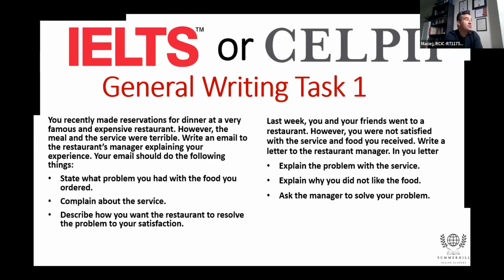Here are two questions. Here's an IELTS and CELPIP general task one. Almost no difference there, right? One thing I'm going to say about CELPIP general task one: make sure you follow the three bullets directly. With IELTS general task one, you can change the pattern of discussing the bullets. So you can maybe explain why you did not like the food, then explain the problem to the service or ask the manager to solve the problem, right?